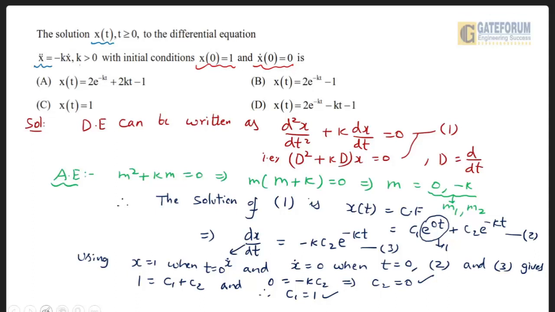Therefore x of t, if you substitute in the second equation, is 1 only. So this is the answer 1. Accordingly the option is C. This is the end of the question.